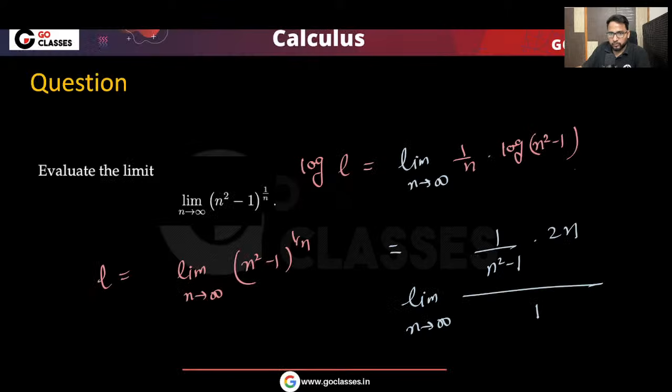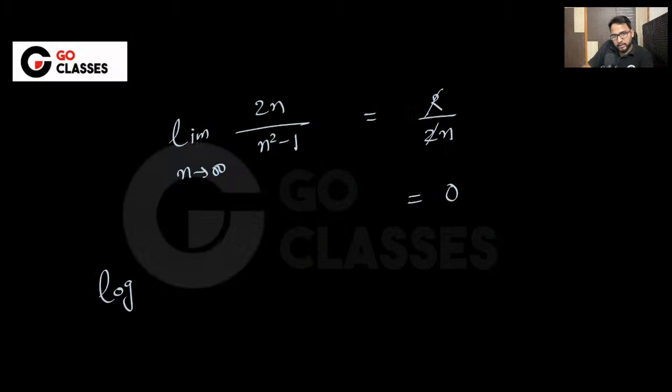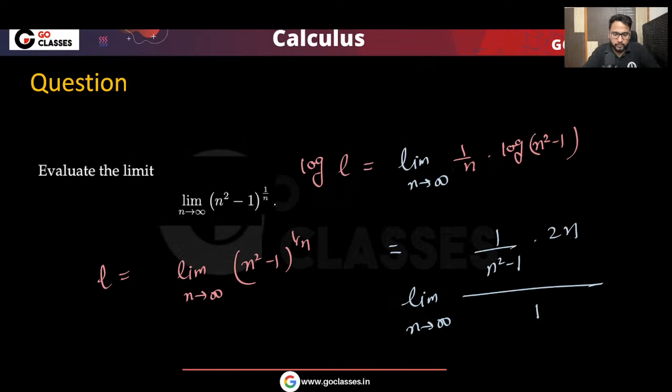Now since it is infinity upon infinity, you can again apply the L'Hopital. It will be 2 upon 2n. Now since it is 1 upon infinity, which is 0, finally this limit is coming out to be 0, which means log of L is coming out to be 0, which means L will be 1. So the final answer is 1 here. Okay, so how are we solving? We are taking the log and we are solving it.